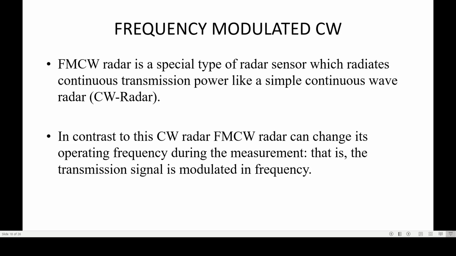Different types of modulations use ചെയ്യാം. We can use sawtooth modulation, triangular modulation, then square wave modulation, etc. I will send a PDF regarding this frequency modulated continuous wave radar. You may get more idea about that.